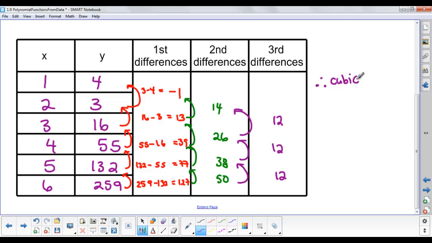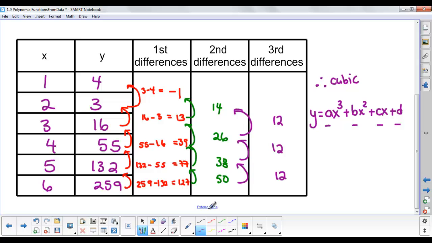Now remember that a cubic function in standard form looks like this: y equals ax cubed plus some coefficient x squared plus some other coefficient x plus our constant d. Now, we have 4 variables, but we can figure out the first variable right away. We can figure out the value of a using the formula on the previous screen.